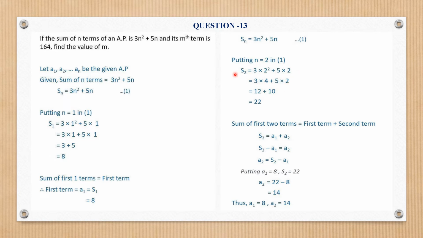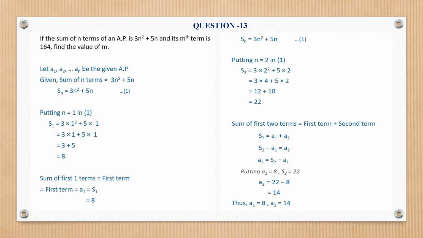This is your S2. Now S2 is the sum of the first 2 terms, and out of this sum, if you take out the first term, you will get the second term. See, the sum of the first 2 terms is the first term plus the second term. So S2 is A1 plus A2, so S2 minus A1 is equal to A2. I just need to find the second term, and by putting A1 as 8 and S2 as 22, we get A2 as 14. So A1 is 8 and A2 is 14.